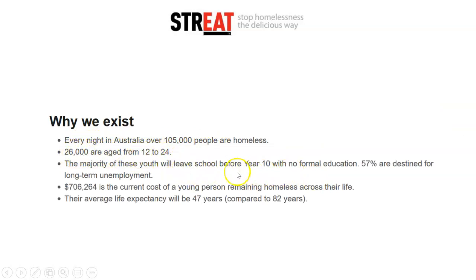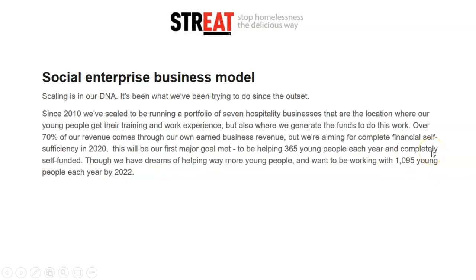And basically, most of these people leave school before year 10 with no education, and 57% are destined for long-term unemployment, and their life expectancy is only 47 years compared to 82 years for the rest of the population. So Street exists to help give these people jobs, train them up, so they can not only work at Street, but they can get jobs somewhere else. So they might be young or homeless or disadvantaged, disabled and so on. And that is what this business exists for.